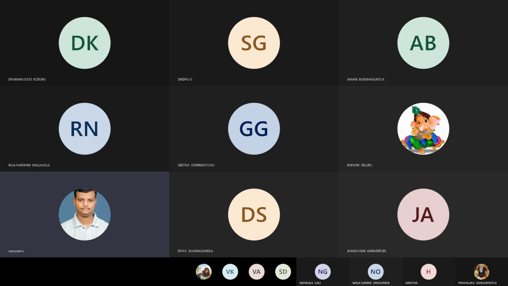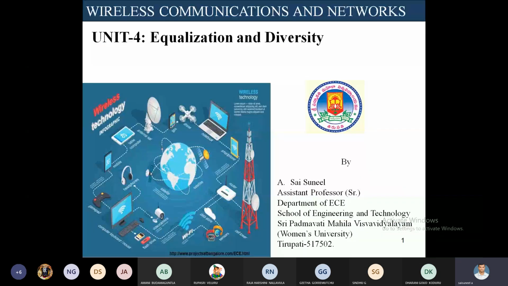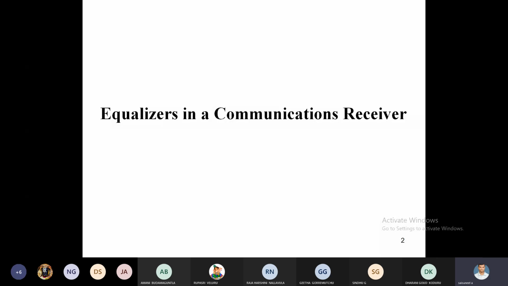Welcome to another session of Wireless Communication Networks, Unit 4, Equalization and Diversity. The next topic of this fourth unit is equalizers in a communication receiver.